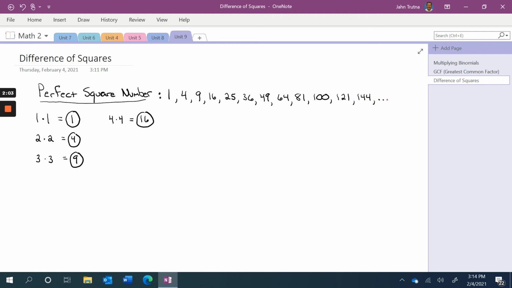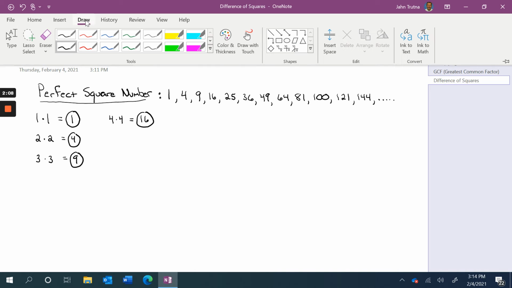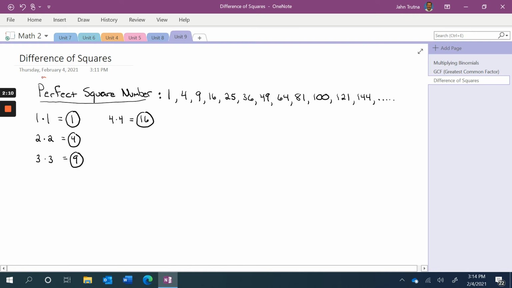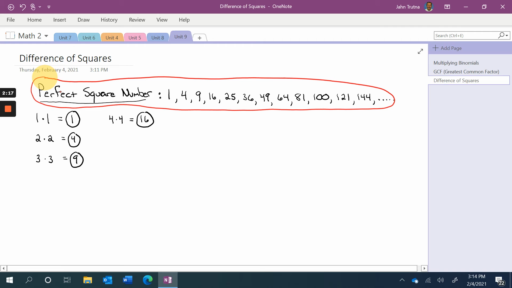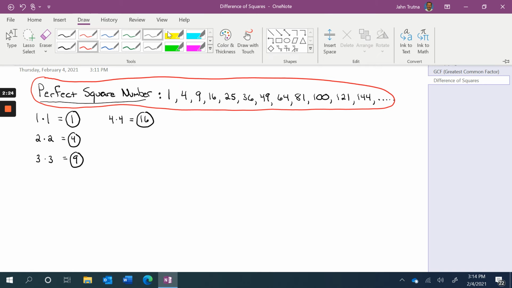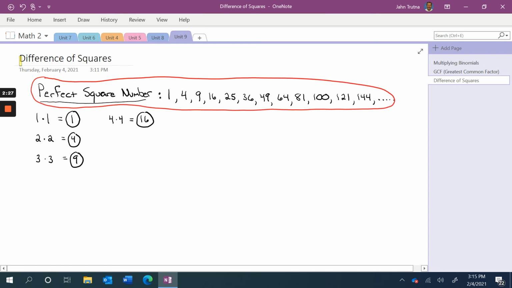And the list of perfect square numbers just keeps going and it really never ends. You could keep doing it until you don't want to do it anymore. But like I said, it is a good mathematical practice to have at least the first 12 perfect square numbers memorized. Okay, now here is the concept. Today we're going to learn a rule called the difference of two squares, and perfect square numbers are going to apply to this rule.